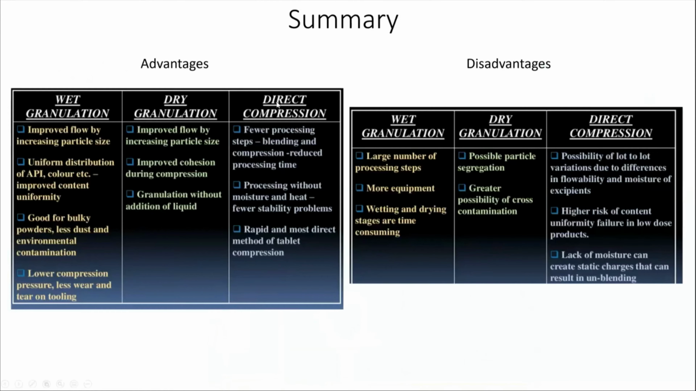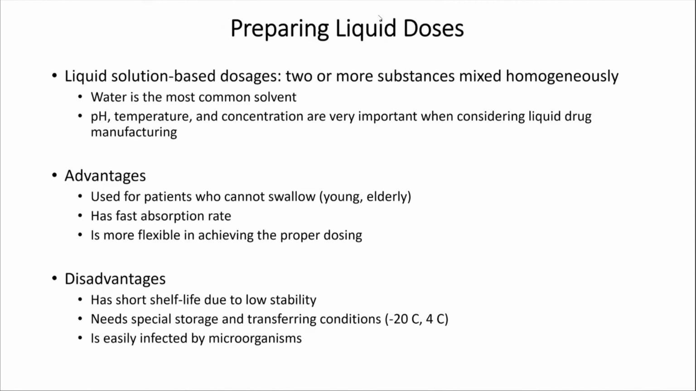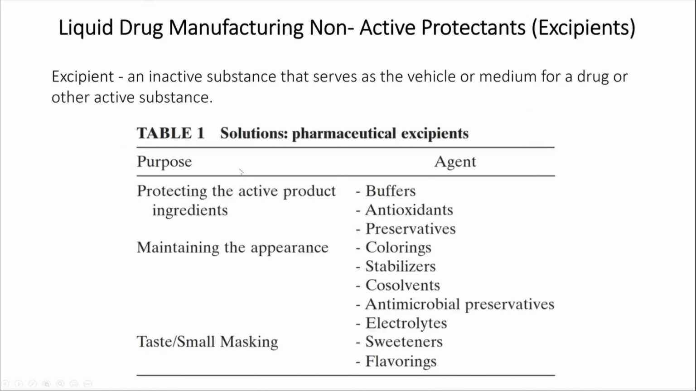So here's a summary of what we talked about of advantages and disadvantages of all 3 techniques, just a summary if you wanted to look for studying purposes. And here are some recent advancements in different techniques that you can look up on your own that are kind of mixtures of the 3 techniques that we learned about. So there's, I spelled this with a typo, moisture activated dry granulation. There's a bunch of them that are a mixture of the other techniques that are new and evolving. All right. Those will not be on the exam.